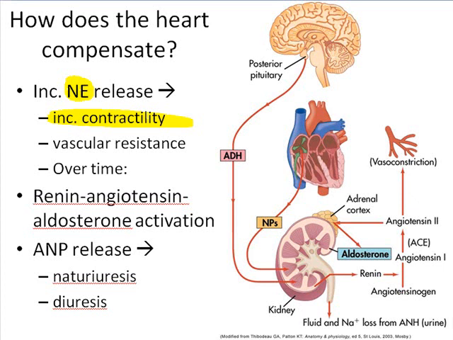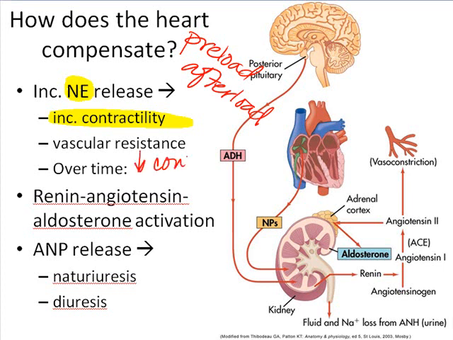But these both generate a vicious cycle because they increase preload, they increase afterload, and over time, that increase in contractility drops. You get actually a drop in contractility, and that's because the myocytes in the heart actually downregulate their number of norepinephrine receptors, so they become less sensitive to the high levels of norepinephrine.